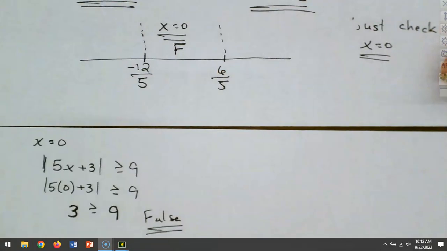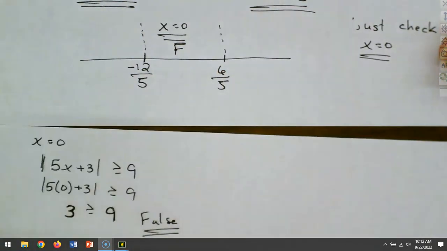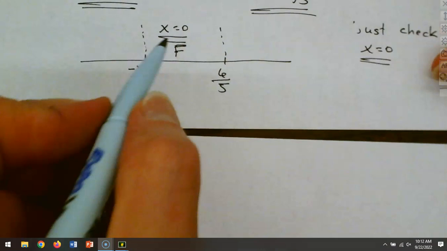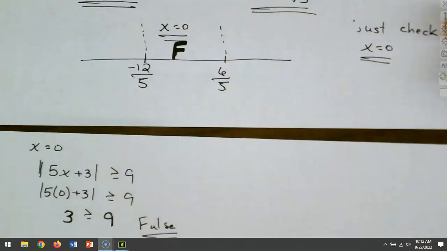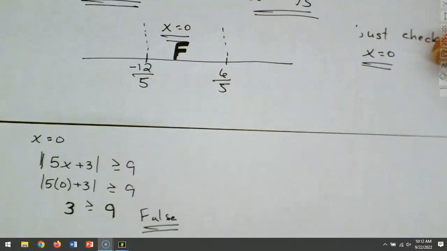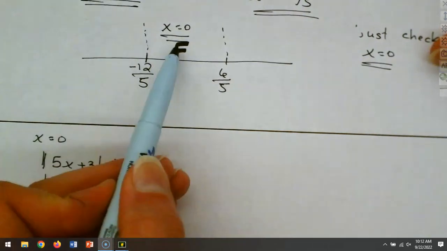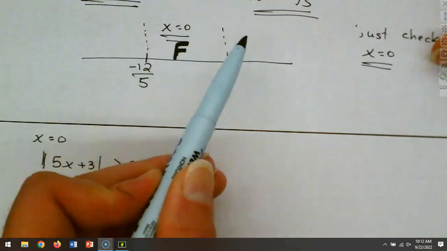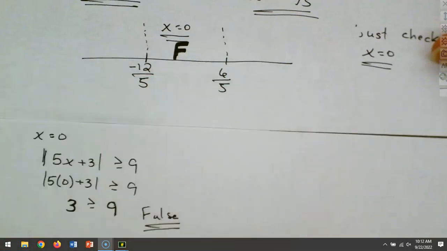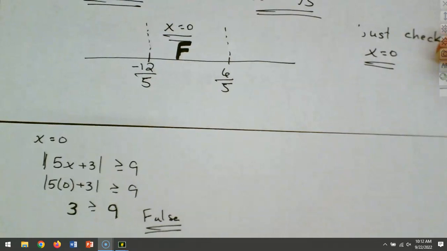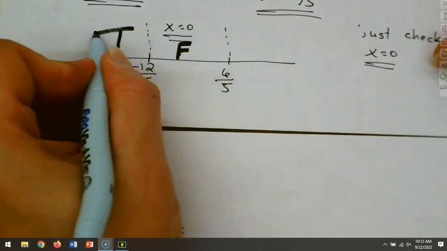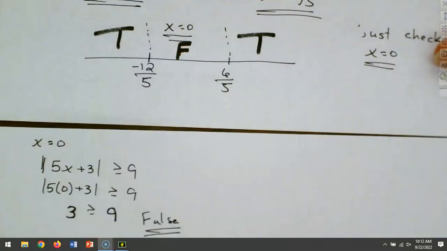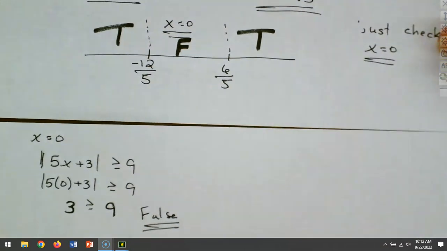Now, when we go to get our answer, the signs always switch back and forth. So your answers are either true, false, true, or they are false, true, false. Now, which one is false? In the middle. So the middle is false, so the outer edges must then be true. Okay, it's always either true, false, true, or false, true, false. They switch back and forth.